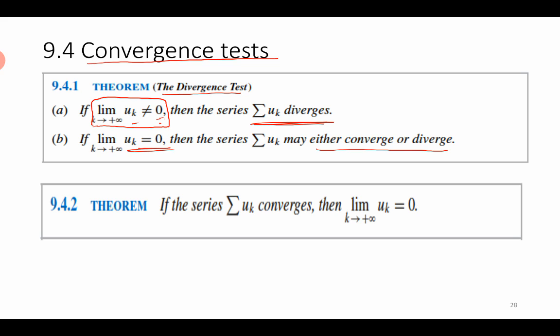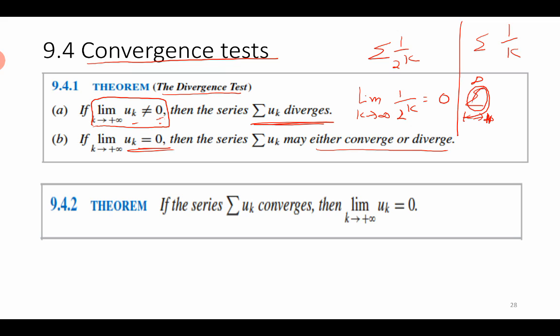For example, if you have a series like summation 1 over 2 to the power k and another series summation 1 over k, you see, in both cases the limit will be 0. Limit of the kth term as k goes to infinity, 1 over 2 to the power k: 2 to the power infinity is infinity, so 1 over infinity is 0. Here, summation k from 1 to infinity, limit as k goes to infinity of 1 over k is 0. In both cases the limit is 0, but the first is convergent, but the second one is divergent.